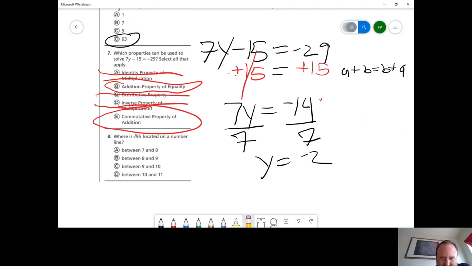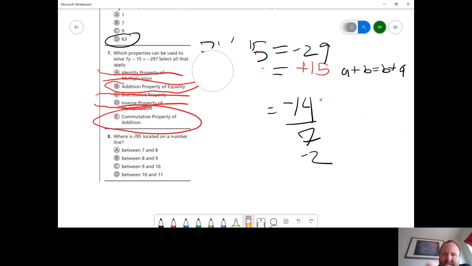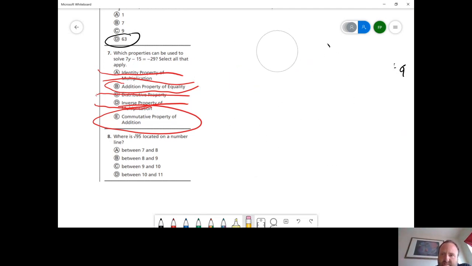And then finally, we have problem 8. Problem 8 says, where is the square root of 95 located on the number line? Is it between 7 and 8? Well, we're thinking what they're trying to do is get us to focus on perfect squares, like 7 times 7 is 49, and 8 times 8 is 64. Well, whatever the square root of 95 is, that would mean that it was somewhere between 49 and 64. Now that doesn't make sense.